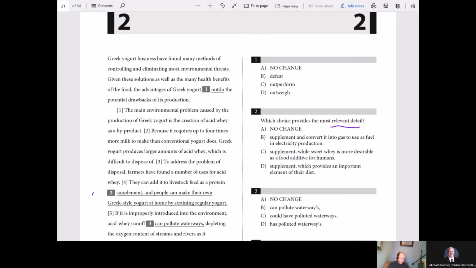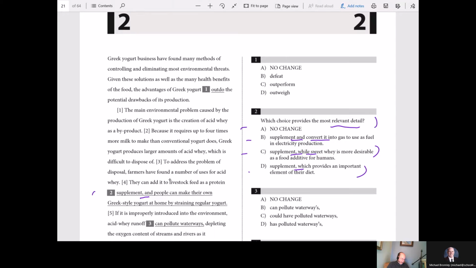When we look at number 2, what I always want to see is how these questions are similar to each other and how they are different. I look here and see a comma, supplement, comma, so they can feed it as livestock to protein. Sorry, they can add it to livestock feed as protein supplement, comma, and people can blah, blah, blah. Supplement, no comma, comma, comma. And I notice that the first 3 are actual independent clauses, and this one does not. It just gives me supplement and convert. I got another verb there.